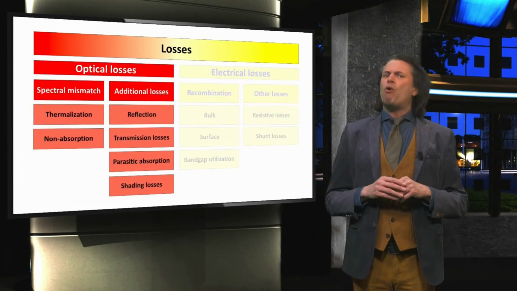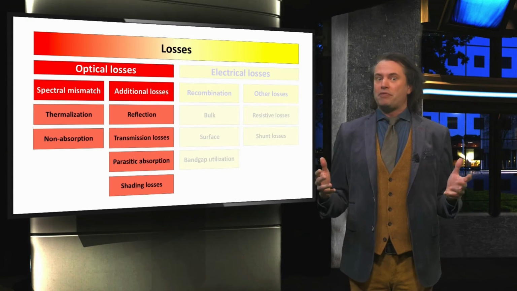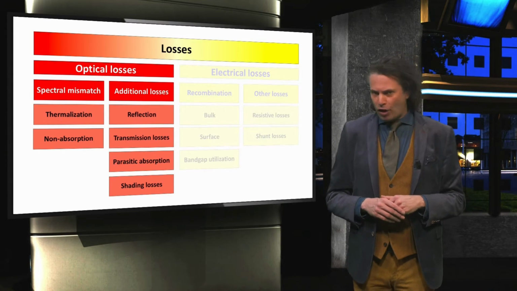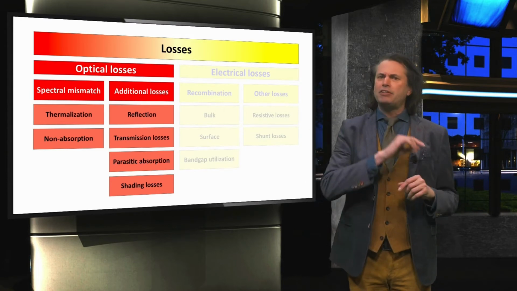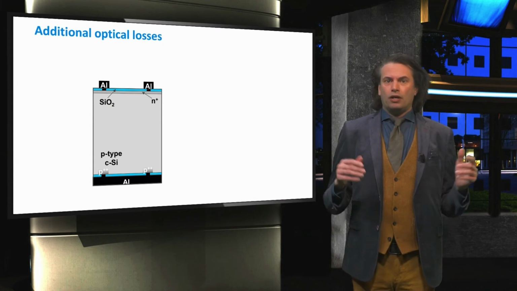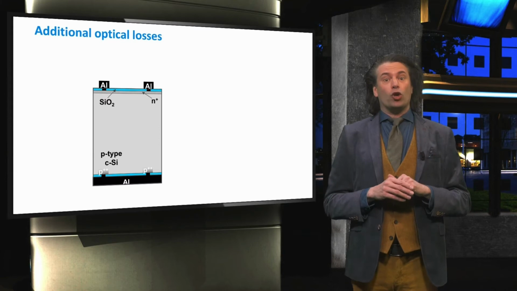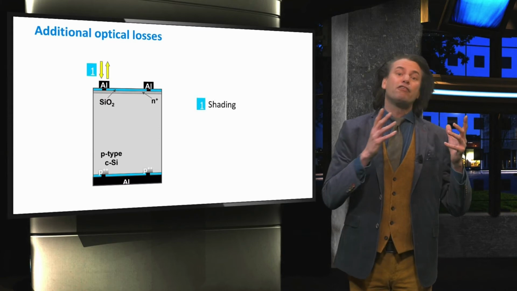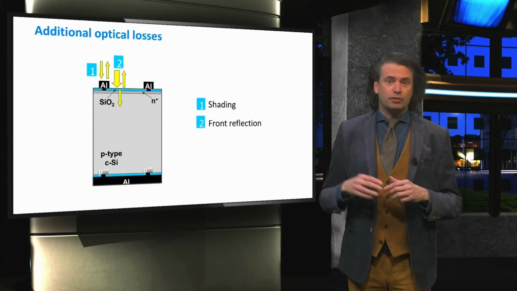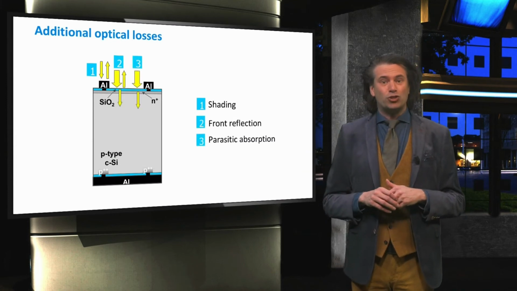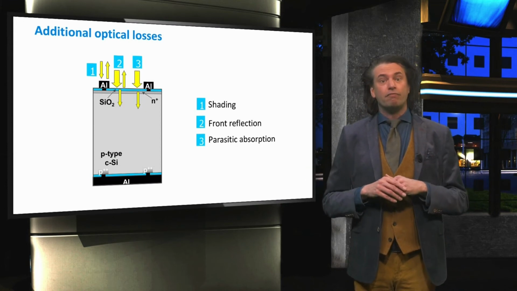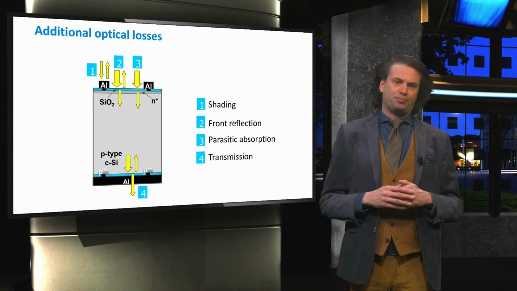But a solar cell has more optical losses besides the fundamental spectral mismatch losses. The additional losses can be grouped into four categories. Here we see a schematic drawing of a crystalline silicon solar cell. Solar cells exhibit losses due to shading by the front contacts, reflection at the front surface, parasitic absorption in the supporting layers in a solar cell that are not photoactive, and finally transmission losses.